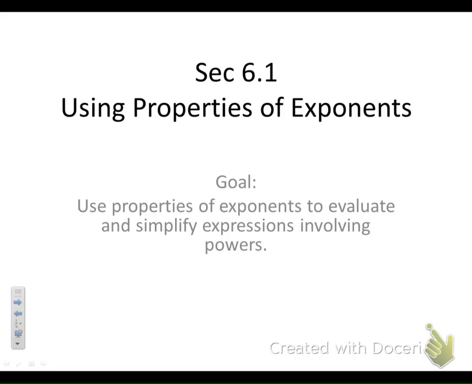So first off, section 6.1 is strictly using properties of exponents, but you've already been exposed to a lot of the properties of exponents. The only thing we need to cover is what happens if you have a negative exponent and really distinguish, wait a second, when do I multiply those powers? When do I add those powers? When do I not change the powers at all? So those are the only minor details we need to fix today. All we're doing right now is just simplifying expressions.